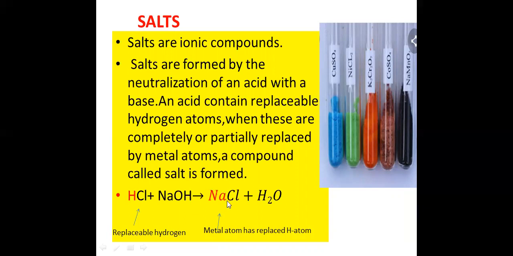Acid reacts with base to form salt and water. The hydrogen of an acid, which is called replaceable hydrogen, is replaced by the metallic part. Sodium is the metallic part and hydroxide is the non-metallic part of a base. So the metal atom has replaced the hydrogen atom of the acid and will give sodium chloride and water.